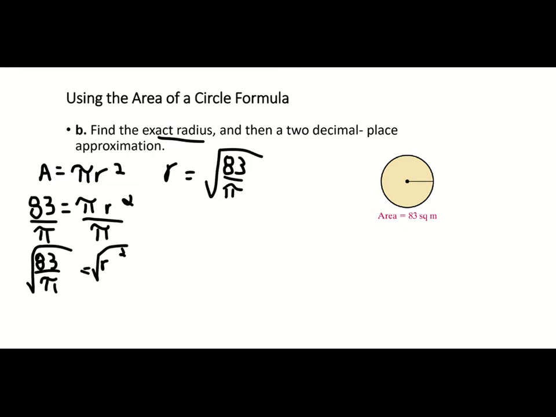Now, if we wanted to find the approximate answer, we are going to do 83 divided by 3.14 and then take the square root of my answer, which I got 26.43312102. Oops, let me take the square root of my answer. So the approximate radius is going to be about 5.14 meters. So again, we found the exact leaving it in terms of pi, and then the decimal approximation by doing the math.